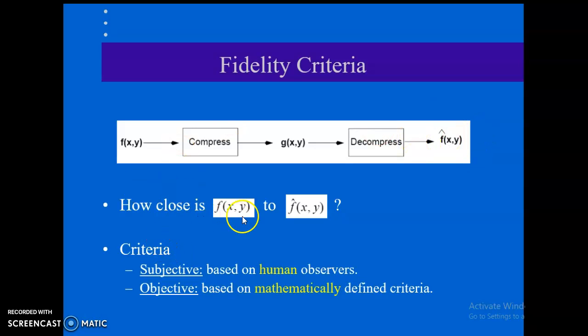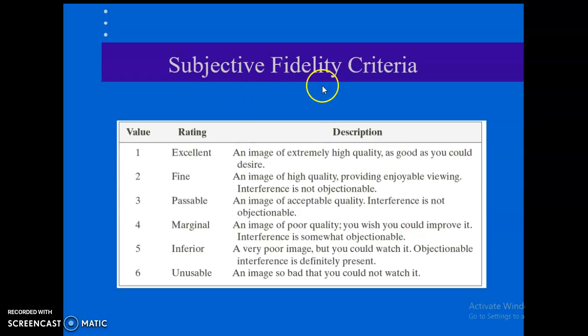So how close is f of xy to f cap xy? Criteria. Subjective: based on human observers. Objective: based on mathematically defined criteria. Subjective fidelity criteria. Rating values 1, 2, 3, 4, 5, 6. Ratings: excellent, fine, passable, marginal, inferior, unusable.